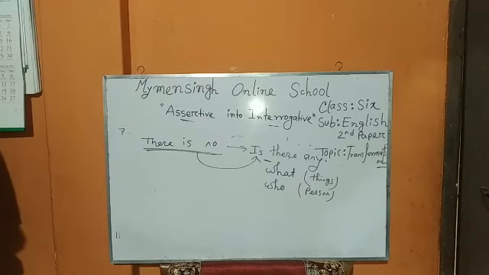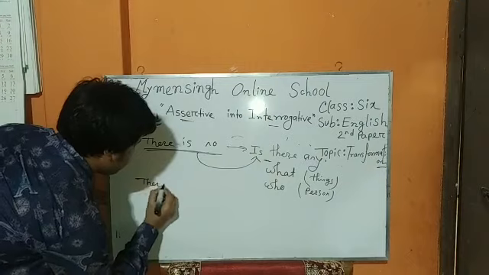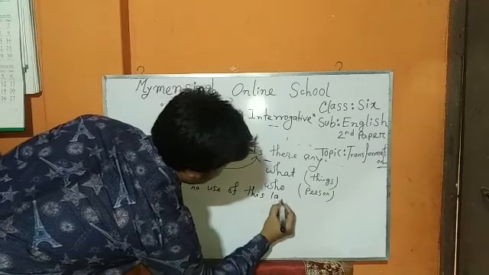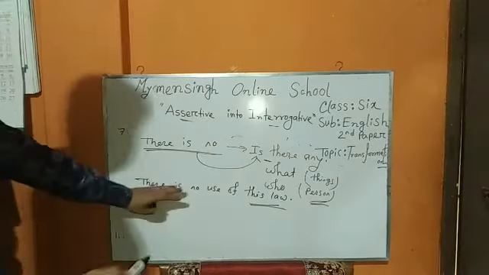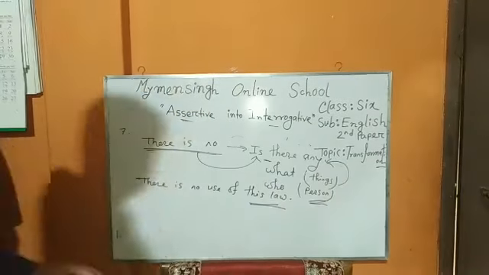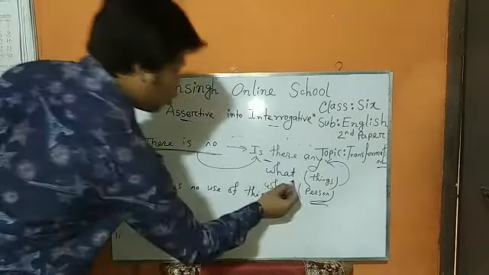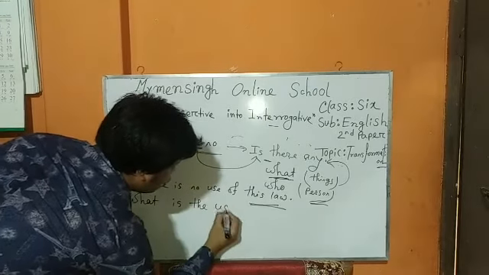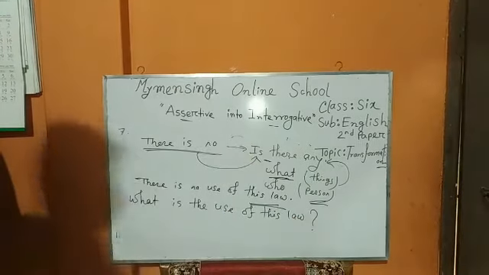If I give you an example, what will be? There is no use of this law. That means this law, not a person. You can answer this sentence by this. You can say, is there any use of this law? Or otherwise, you may use what is the use of this law, and you have to use such type of punctuation.